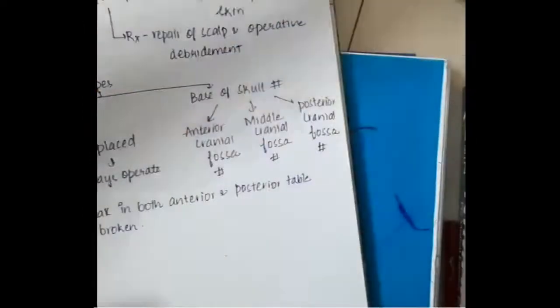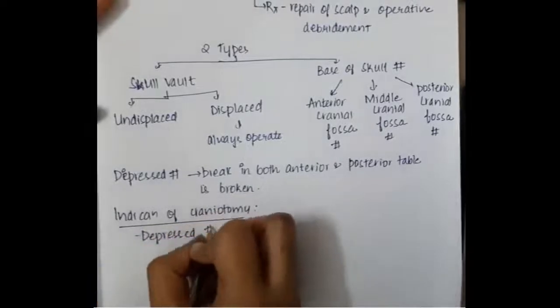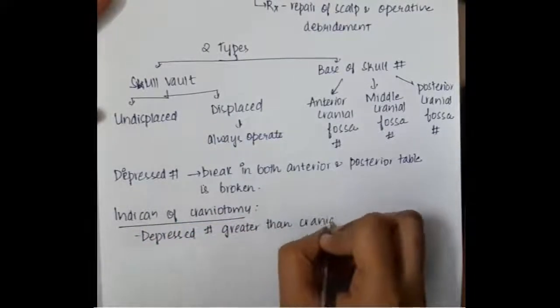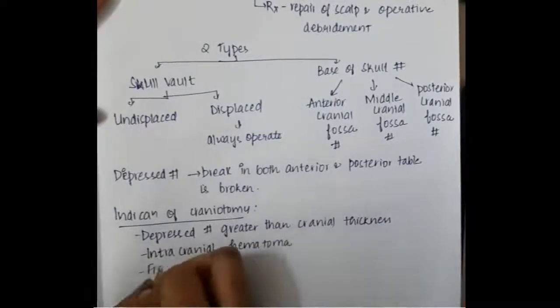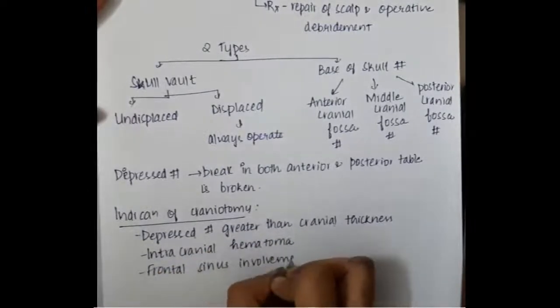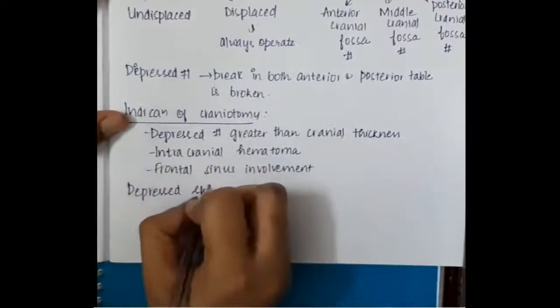Now we will learn about the indications of craniotomy. There are three indications. One, depressed fracture greater than cranial thickness. Two, intracranial hematoma. Three, frontal sinus involvement. So these three are the indications of craniotomy.